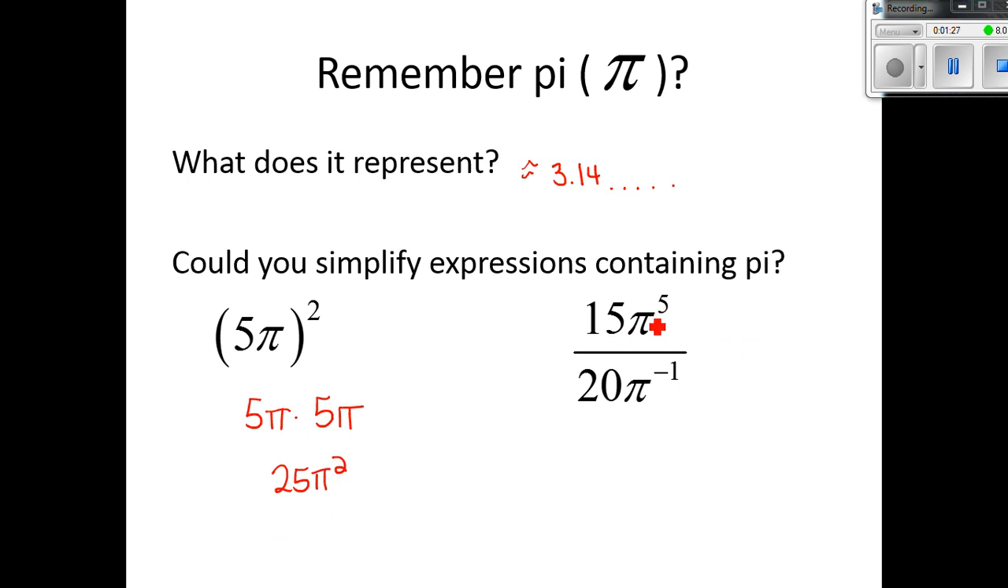How about 15 pi to the 5th over 20 pi to the negative 1? Well, 15 over 20 reduces to 3/4. And anytime I have a negative exponent, I would move it up, and I would get 3 pi to the 6th over 4. Now, also in geometry, you left things in terms of pi, but you also evaluated with pi. So you would take out your calculator and type in 25 pi squared, and you could get a number, approximately something. So pi was used in geometry, and we were able to simplify expressions with pi and evaluate pi.